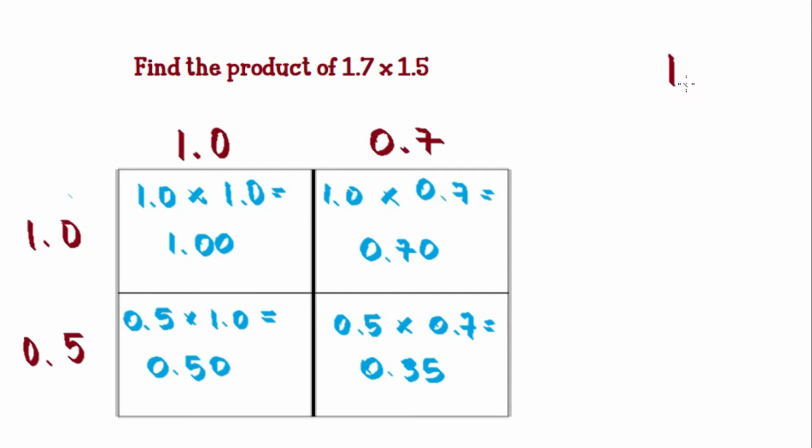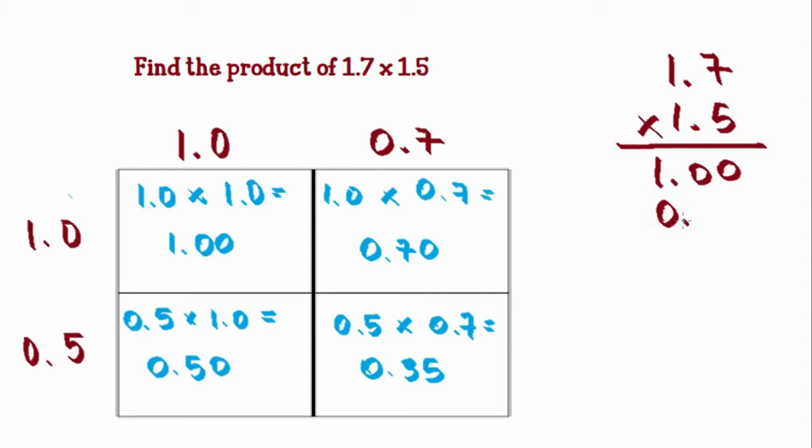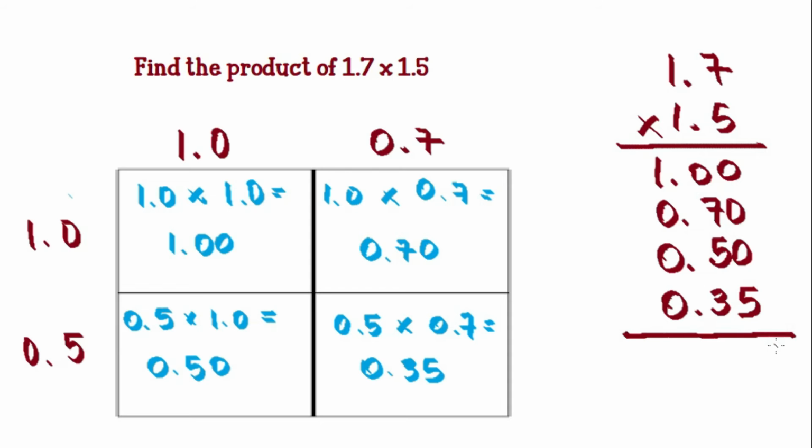I'm going to copy the multiplication that I want to solve. And now I'm going to use the answers or the products that I have. The first quadrant, I have 1. In the second quadrant, I have 70 hundredths. On the third quadrant, I have 50 hundredths. And on the last quadrant, I have 35 hundredths. Now that I have all my partial products, I'm going to add them up.